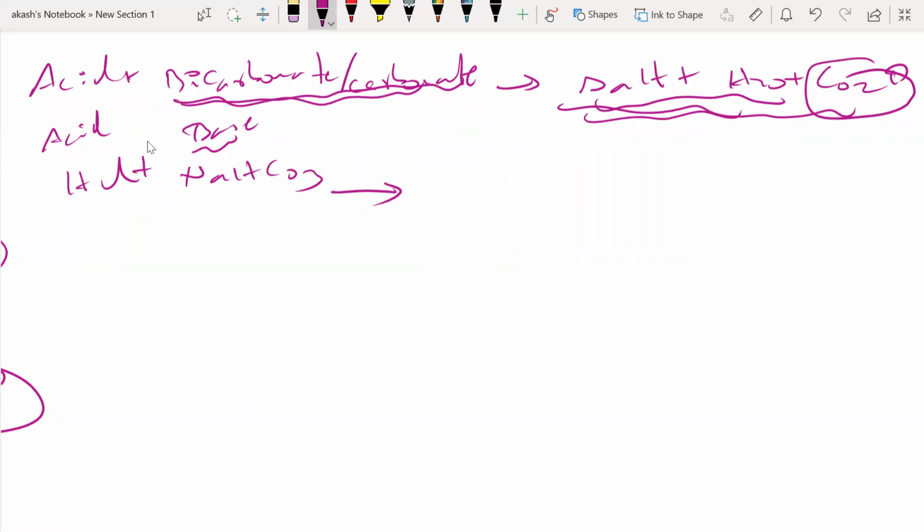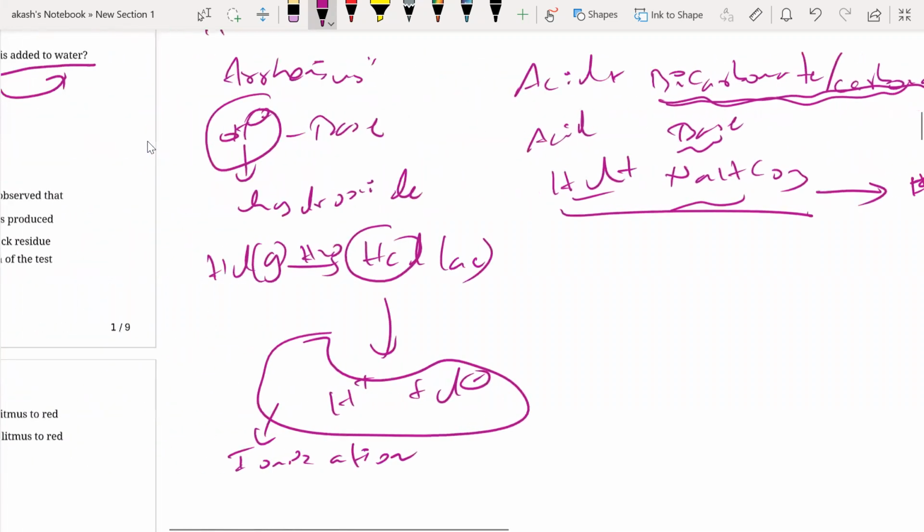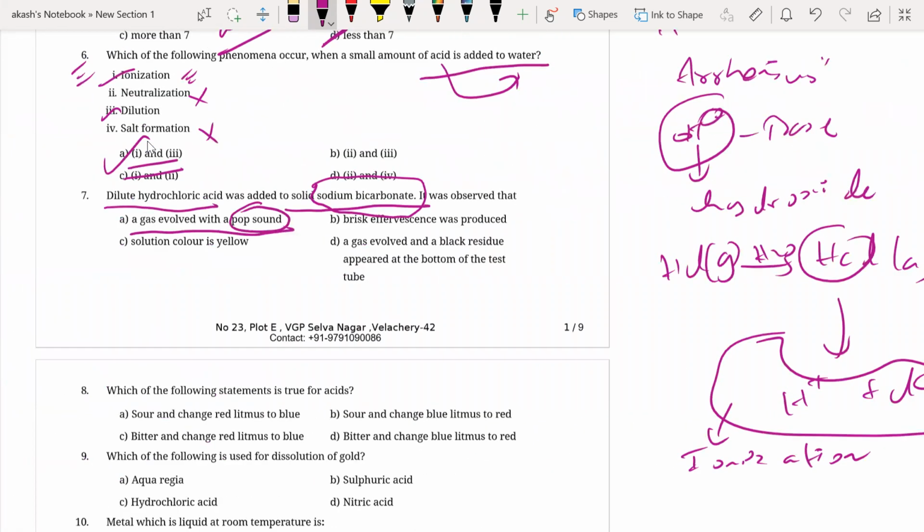So the correct answer to this question, how will I complete this reaction? I know the salt would be NaCl, sorry, not HCl, NaCl, plus water. Obviously, since it is an acid and this is a bicarbonate, I will have carbon dioxide gas also. Look at the options. A gas is evolved with a pop sound. For pop sound, what is the gas, people? Hydrogen. Pop sound is given by hydrogen. So that is not the answer.